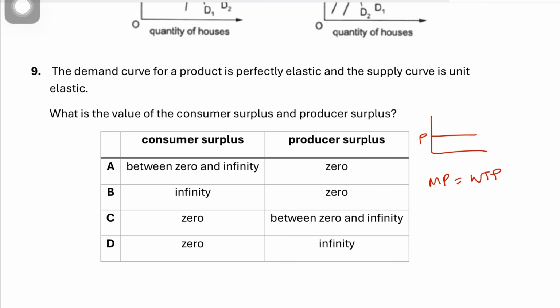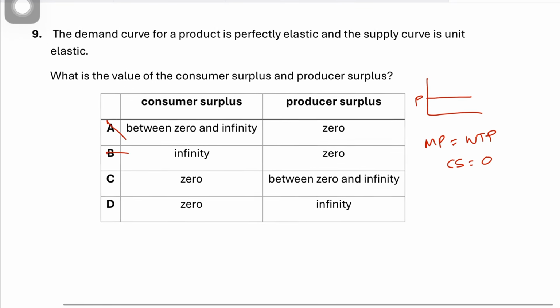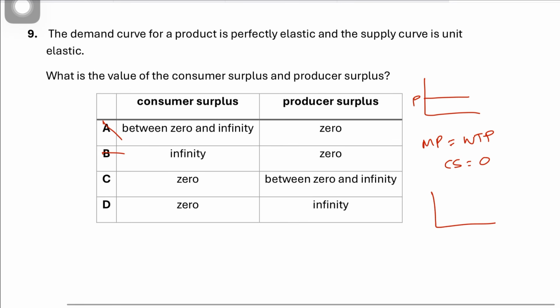So there's no extra benefit consumers get above the price they're paying. So the consumer surplus has to be 0. So the answer has to be either C or D. But if you look at the producer surplus, it says a unitary elastic supply would start from the origin and would be upward sloping.